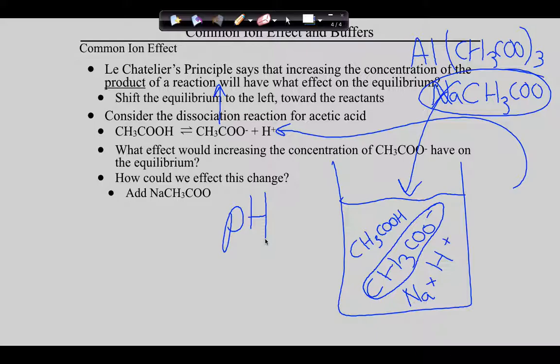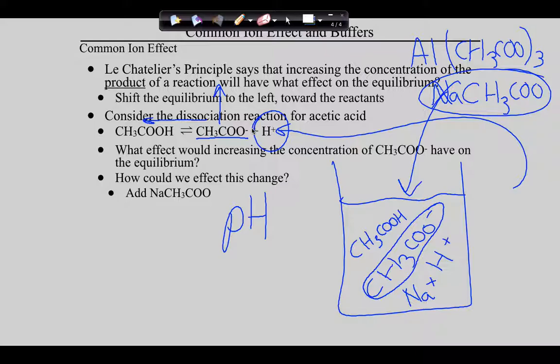What do you think? Is it going to go up or is it going to go down? Well, guys, let's take a look. So look at what we're doing. We are increasing the concentration of acetate ion, right? We've already established that that drives the equilibrium to the left. As it drives the equilibrium to the left, what is going to happen to the amount of hydrogen ion? It's going to go down, and therefore the pH goes up. Get the idea?